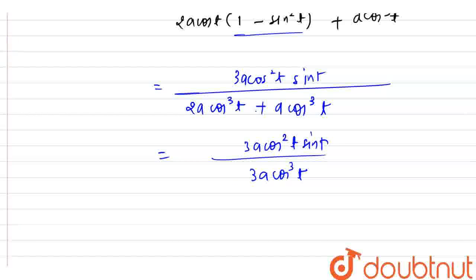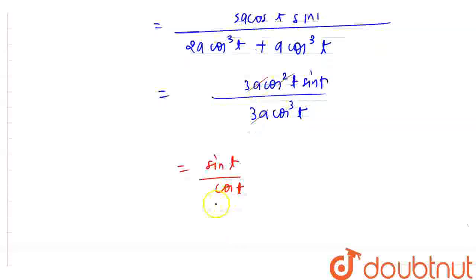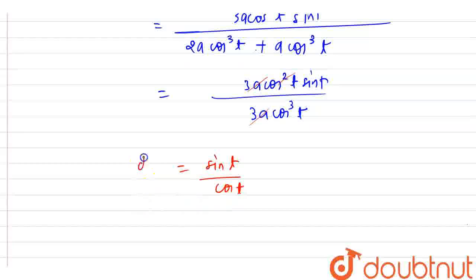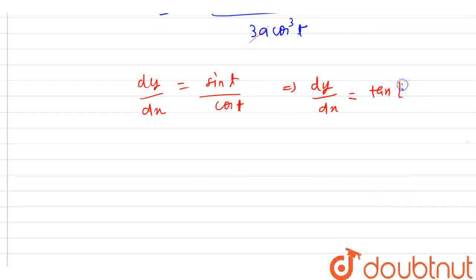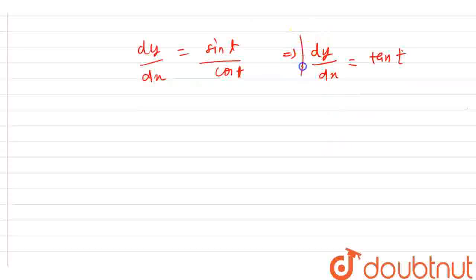From here you can clearly see that this 3a will cancel out this 3a, this cos square t will cancel out this thing, so it will be sin t over cos t. And it is my dy by dx, so I can write my dy by dx, it is nothing but plus of tan t. And this is my slope of the tangent basically.